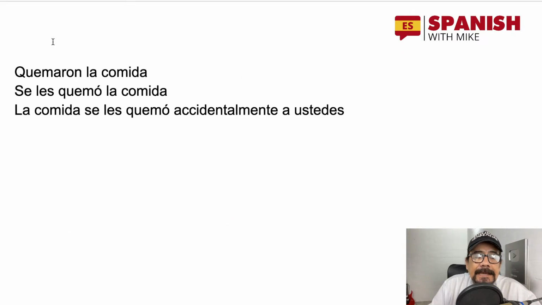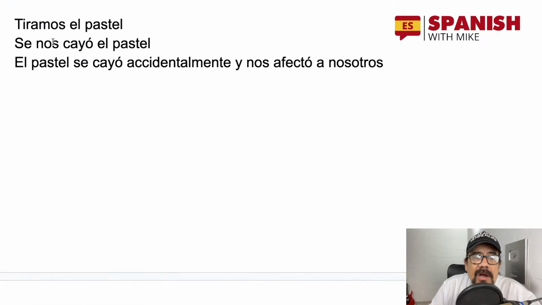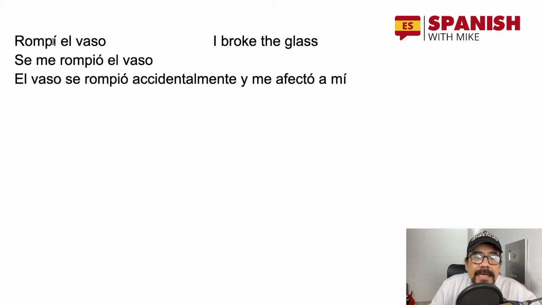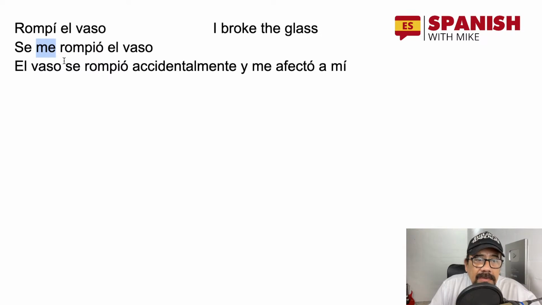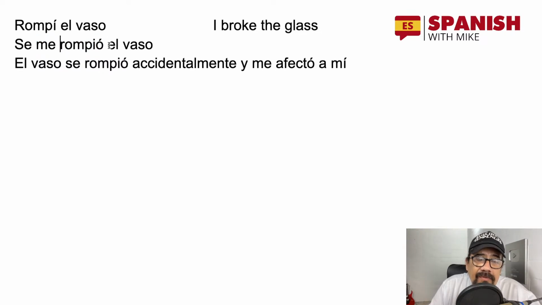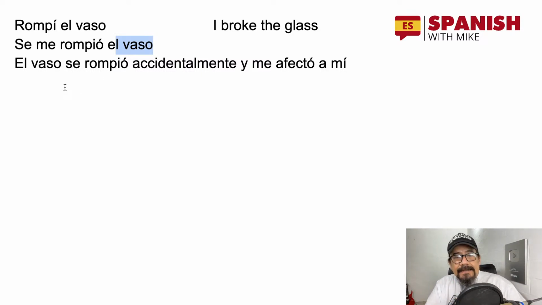So as you can see, the accidental constructions are not that hard because it's basically the structure: se, indirect object pronoun, a verb conjugated in the third form, singular or plural, depending on the object. And that's it. And why do we use accidental constructions in Spanish? Because most likely this is a cultural thing. We don't like to be held responsible for stuff. So that's pretty much it.